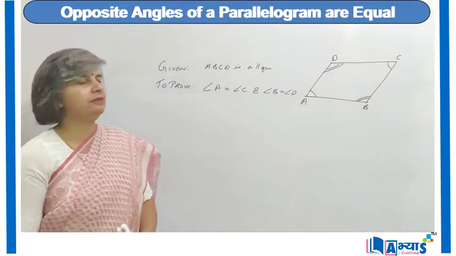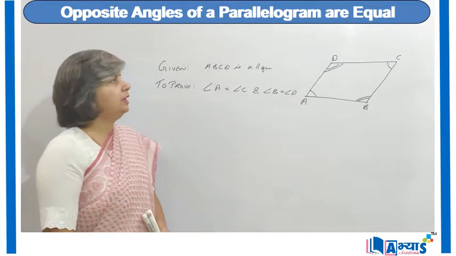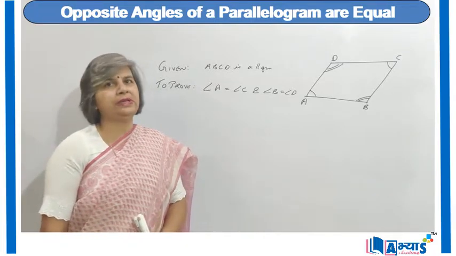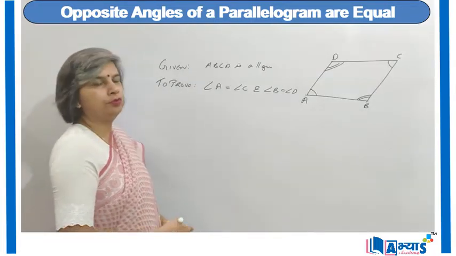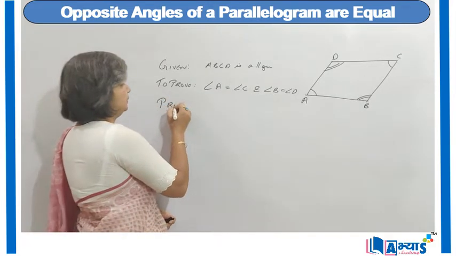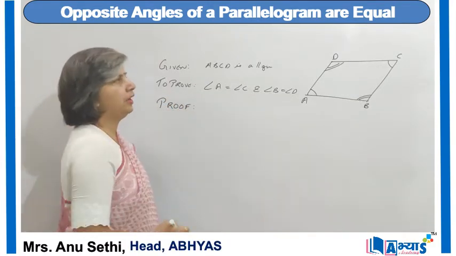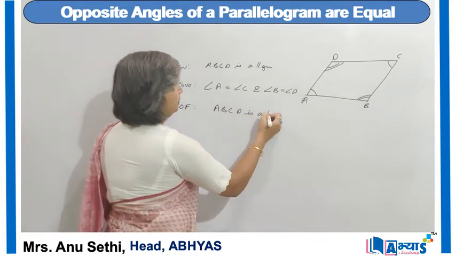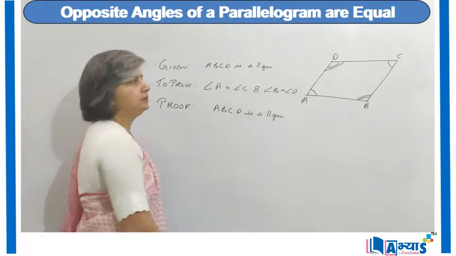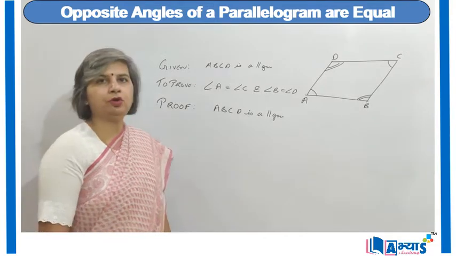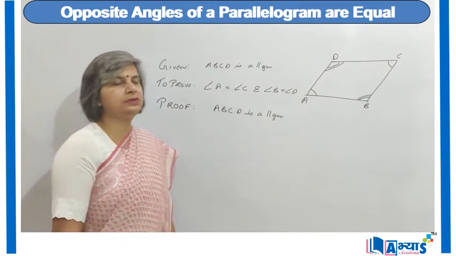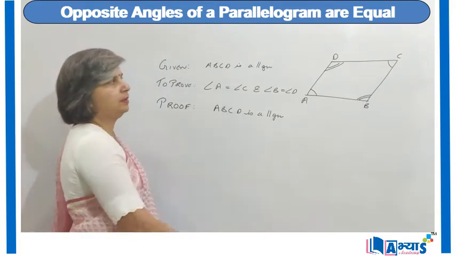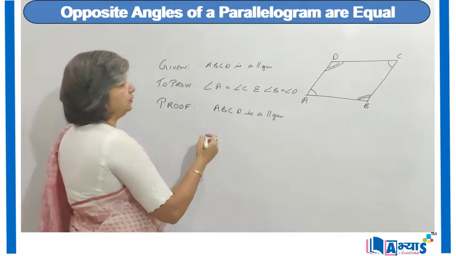We have been given that ABCD is a parallelogram and we are supposed to prove that opposite angles are equal. The proof is, we have been given that ABCD is a parallelogram. That means when ABCD is a parallelogram, the opposite pair of sides are parallel to each other. That means AD is parallel to BC and AB is parallel to CD.